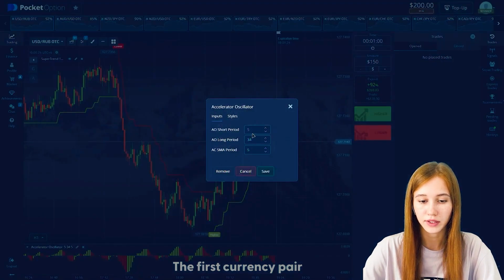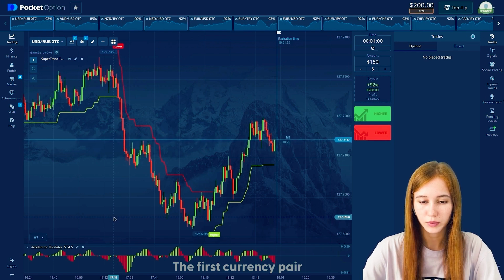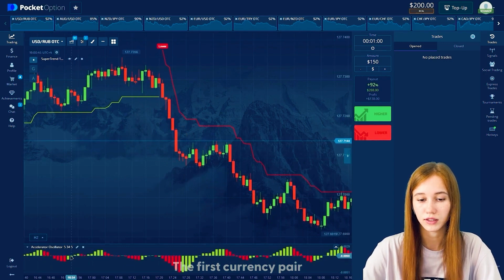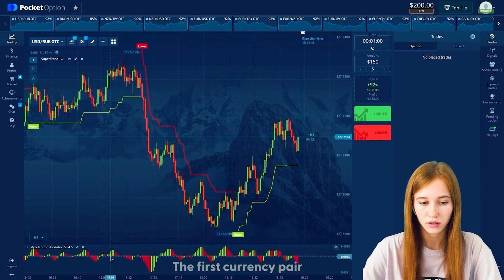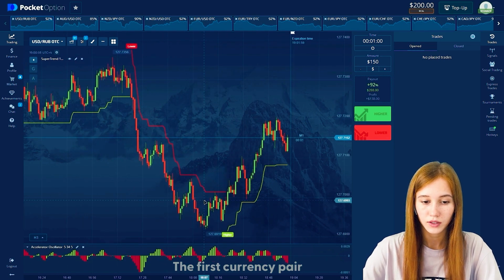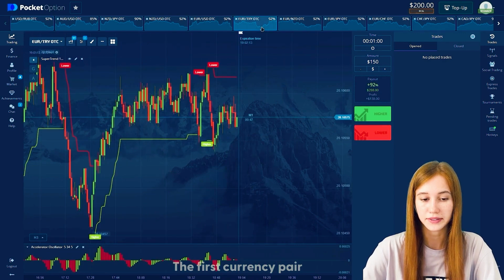So the second one, the oscillator, you can see the settings. So how it works. We only need 2 consecutive confirming bars to open a trade. Like here, here. So 2 green bars above the 0 line are a buy signal, and 2 red bars below the 0 line are a sell signal. I think I explained everything to you, and I suggest switching to the first currency pair and starting trading.